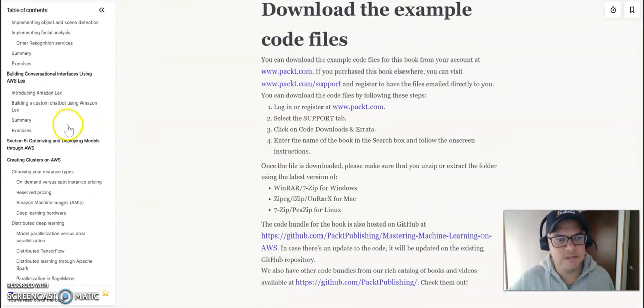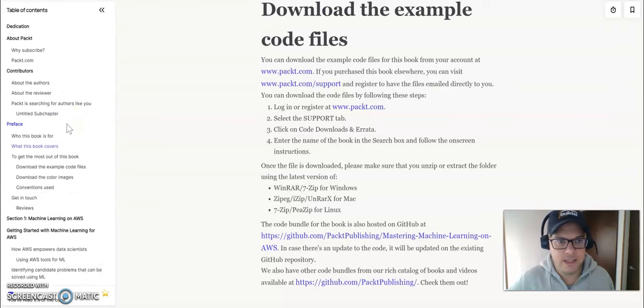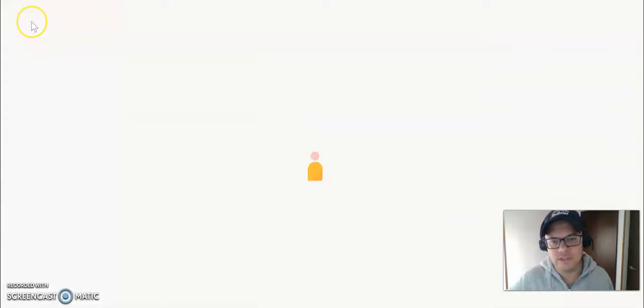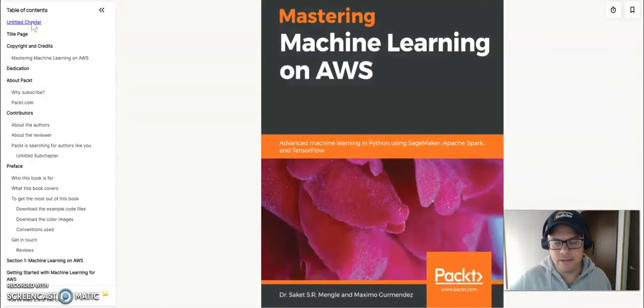So as you can see, the book has a lot of concepts of machine learning. It's a very good way to learn and understand everything regarding machine learning on AWS. It has a lot of topics, a lot of examples and a lot of techniques that you can start understanding in order to develop your machine learning models.